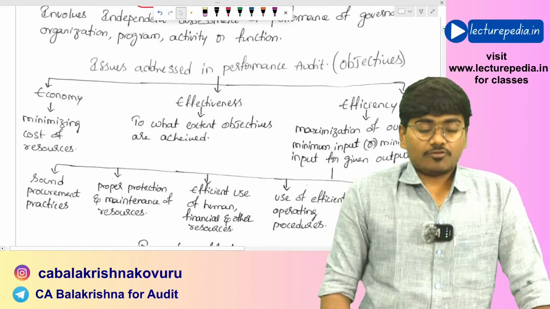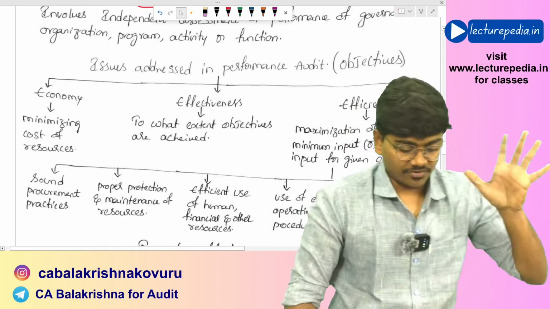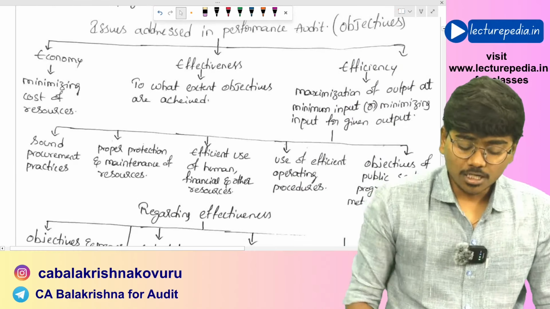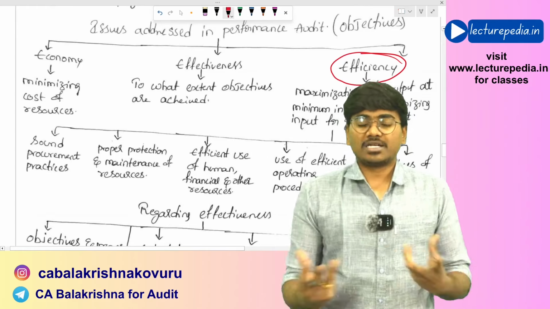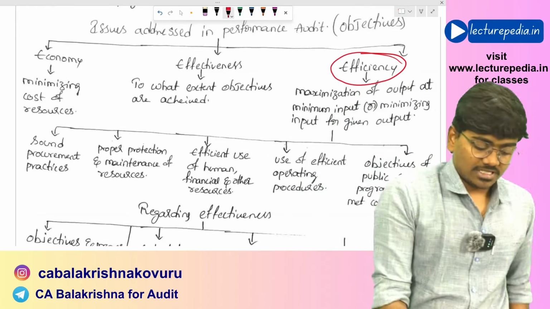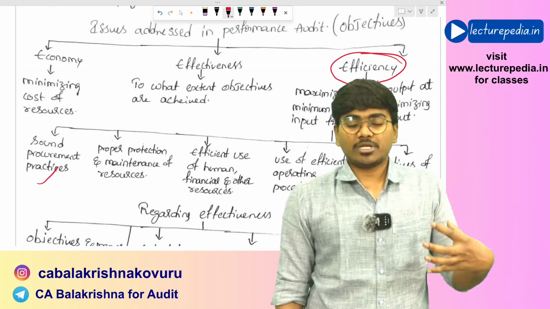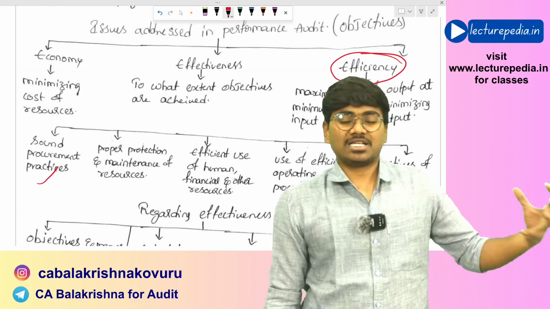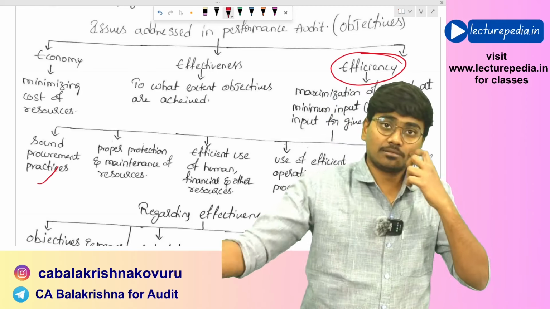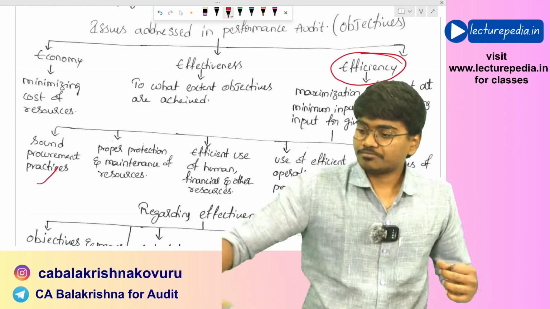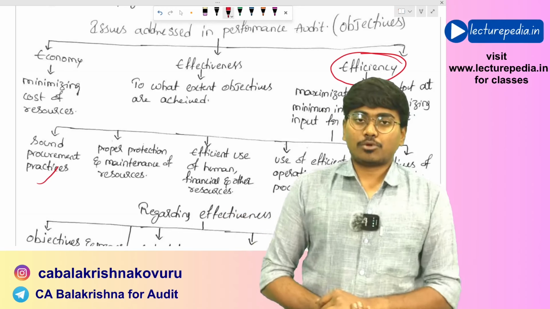So in case of performance audit, you will check economy, efficiency and effectiveness. Now in the efficiency aspect, what points will the auditor verify? The auditor will see whether there are sound procurement practices. Procurement means you will be sourcing various raw materials for implementing a particular program, or for doing a particular activity, or for producing a particular product.